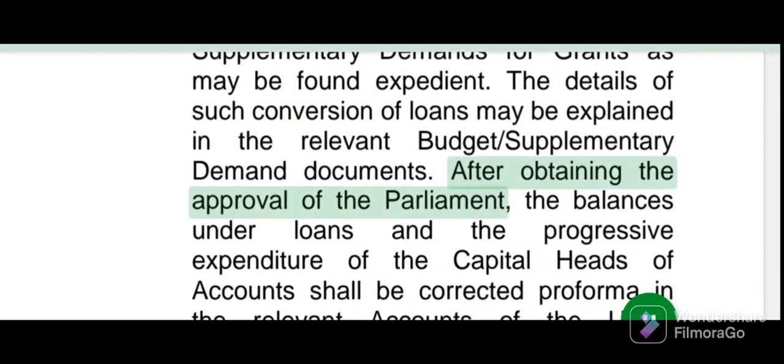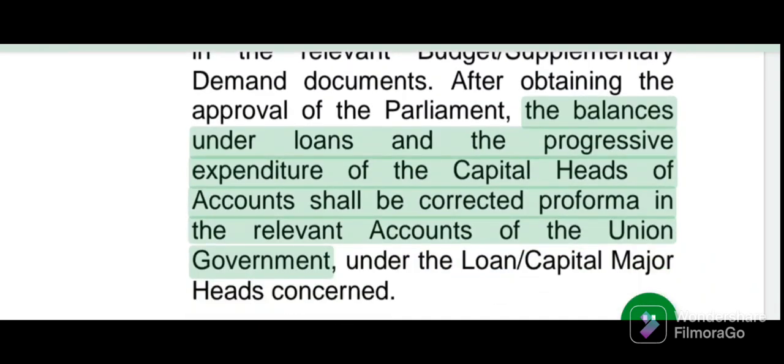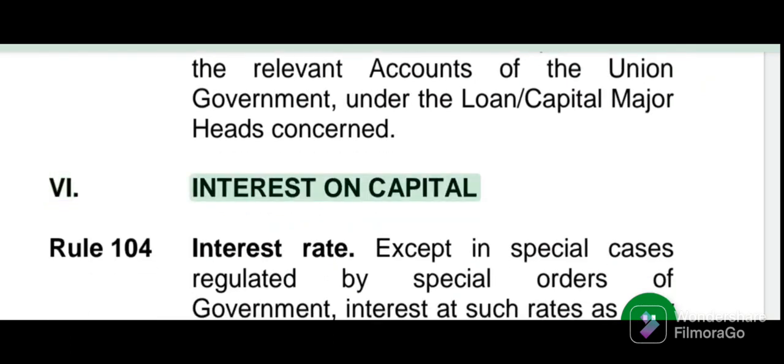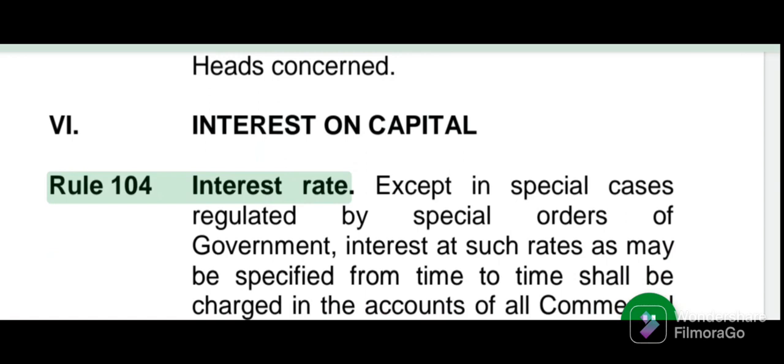After obtaining the approval of the Parliament, the balances under loans and the progressive expenditure of the capital heads of accounts shall be corrected pro forma in the relevant accounts of the Union Government, under the loan capital major heads concerned. Interest on capital. Rule 104: Interest rate.